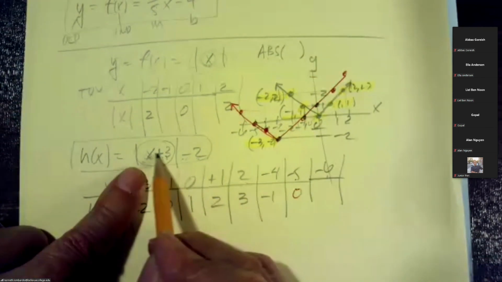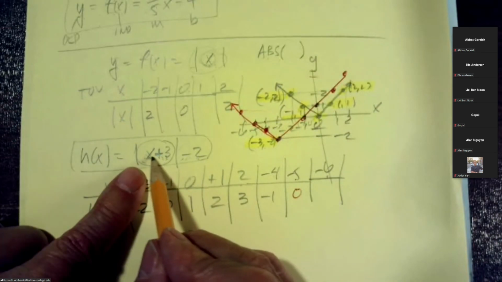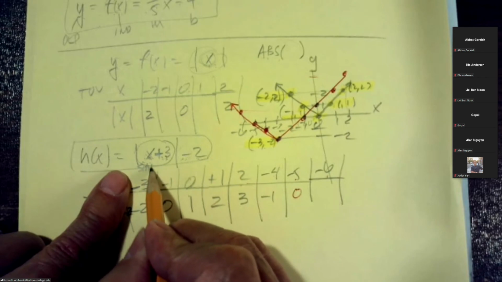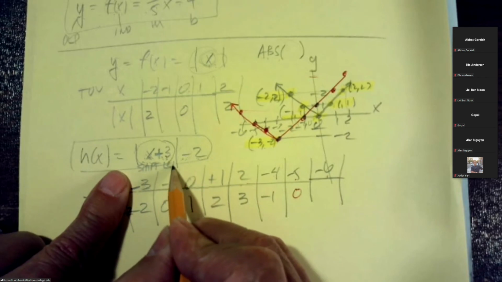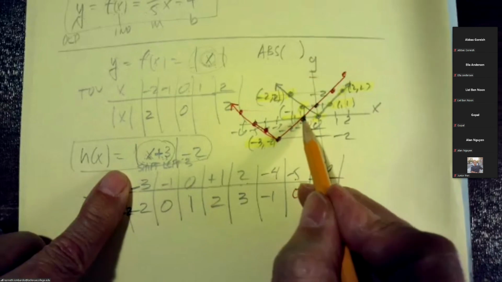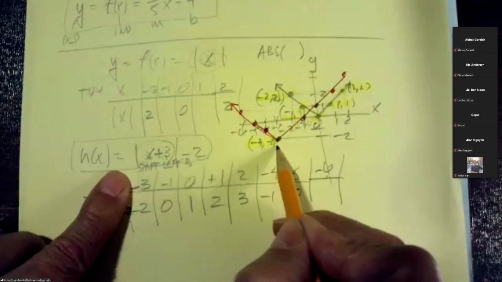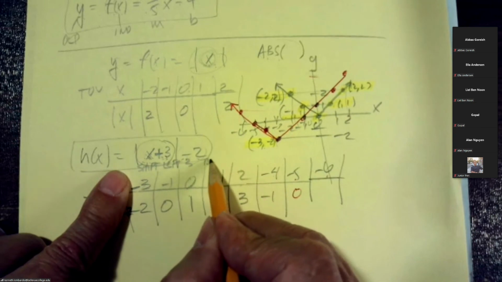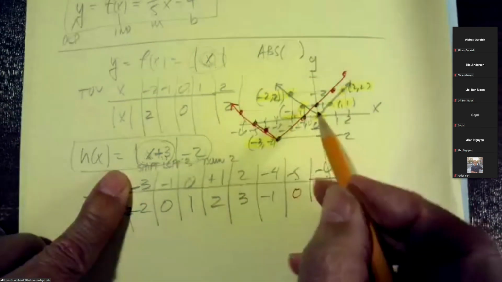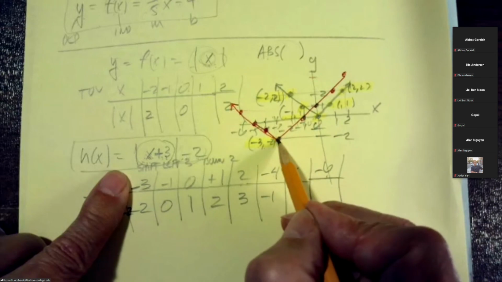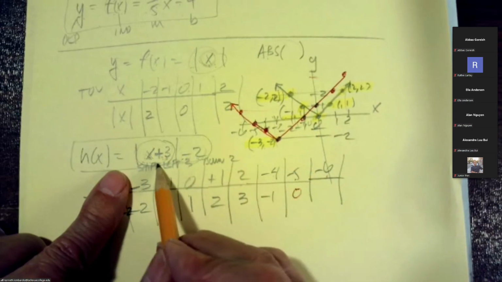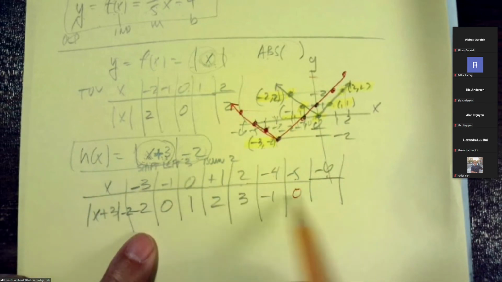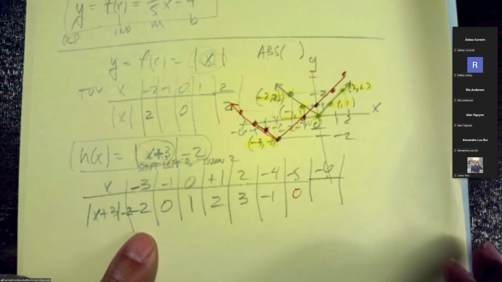So the lesson learned here is that if this is x plus 3, it shifts left. Shift left 3. 1, 2, 3. Shifts to here. And then this shifts down 2. So we went left 1, 2, 3, and down 2. So just keep that in mind. This has a plus, but we're shifting left. And we proved it by creating this table of values.